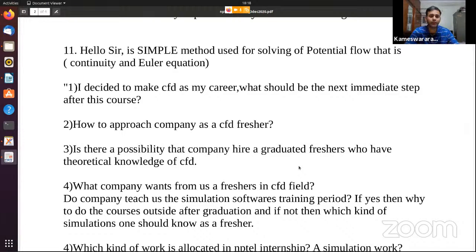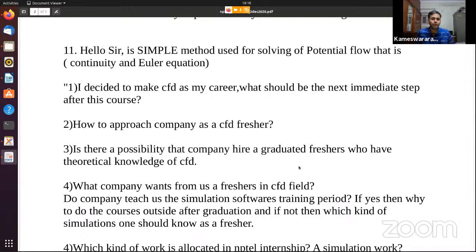Okay, then there are multiple questions here. I decided to make CFD my career. What should be the next immediate step after this course? Well, I would suggest if you would like to pursue this, maybe you can do a project in your master's or graduate studies, such that you can learn more and spend more time on CFD, and it will take you in the right direction.